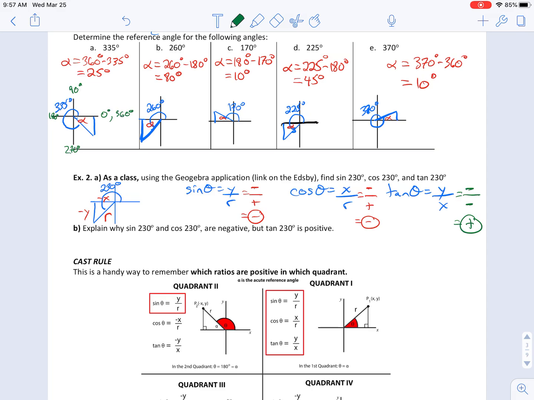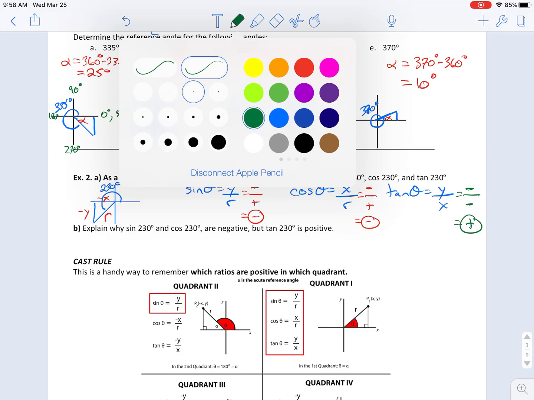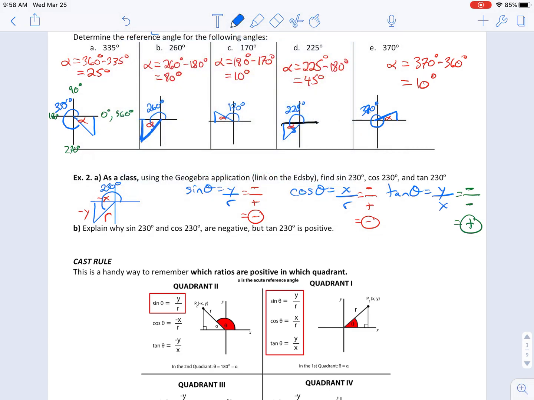So I was hoping to show you in the application, but as you rotate between all of the 4 quadrants, these values for sine, cos, and tan will change signs based on which quadrant it's in. So if we were to explain it, 230 is in quadrant 3, where x and y are negative.